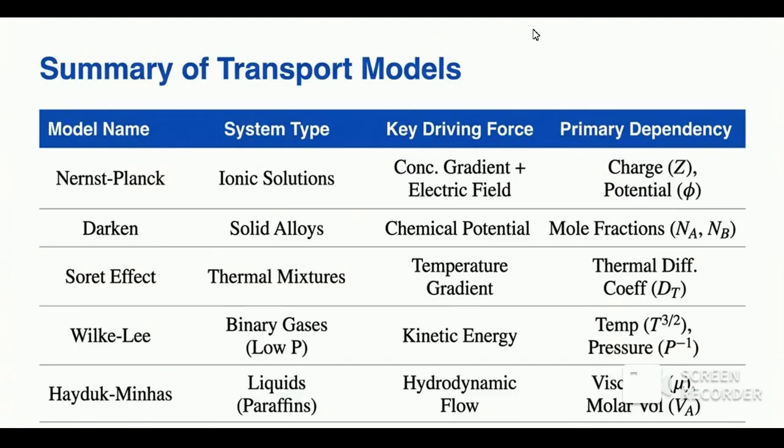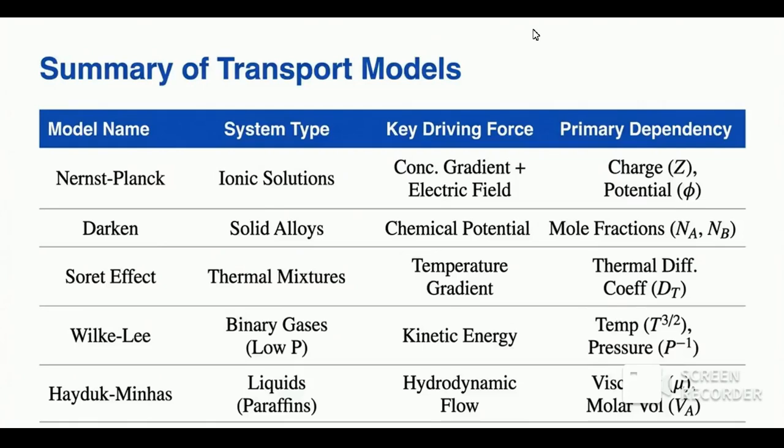To wrap this up, we have the summary of different transport modes. For ionic solutions, we have the Nernst-Planck equation where the key driving force is concentration gradient along with electric field. For solid alloys, we have the Darken equation with key driving force as chemical potential and primary dependency over mole fractions. For thermal mixtures, we have the Soret effect where the key driving force is the temperature gradient and the primary dependency is over the thermal diffusion coefficient DT.